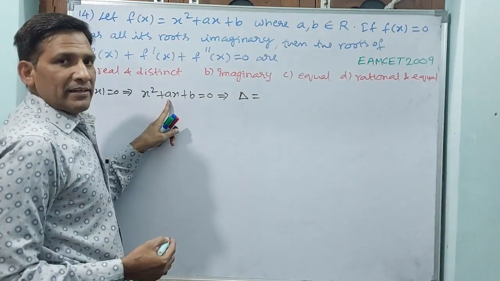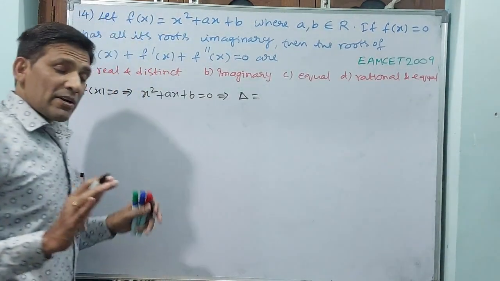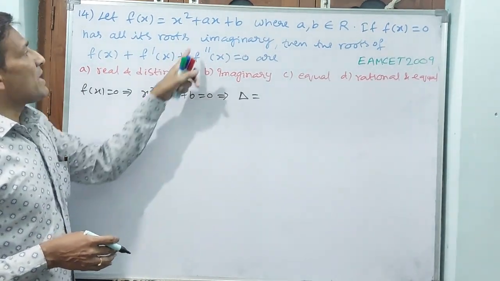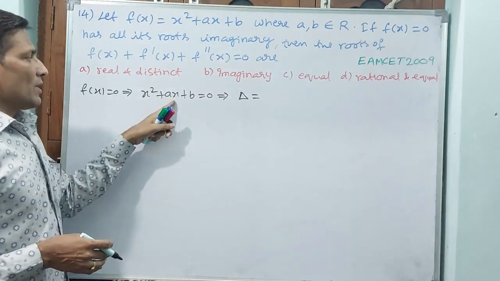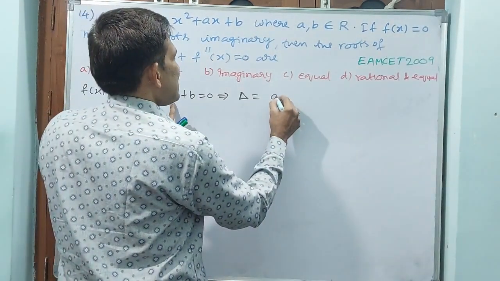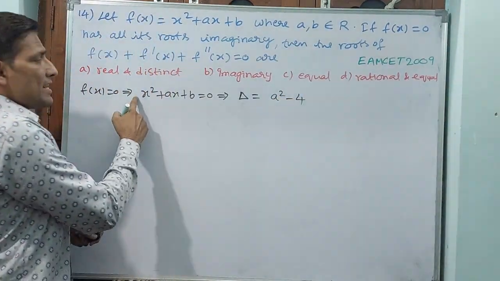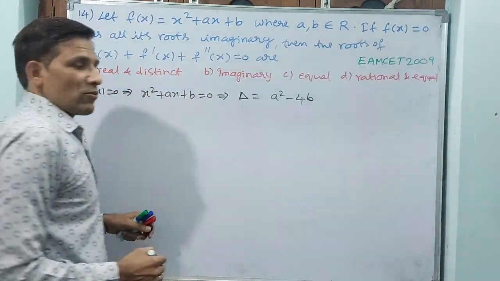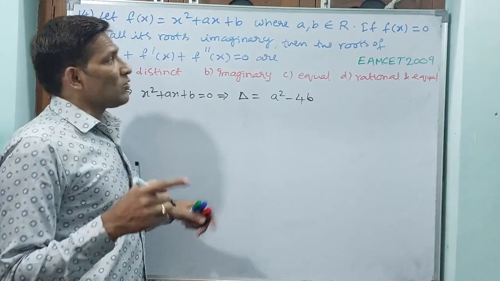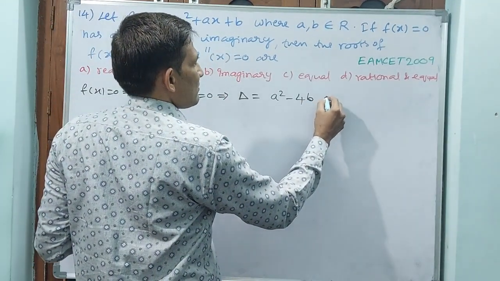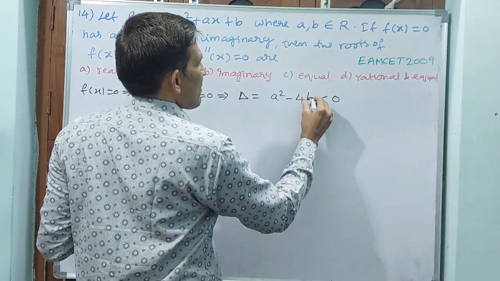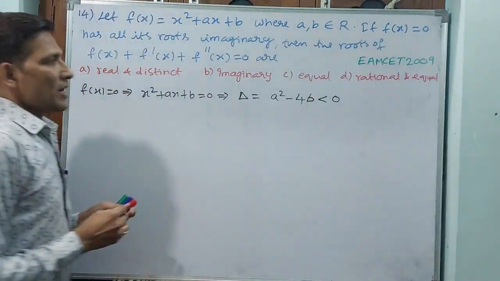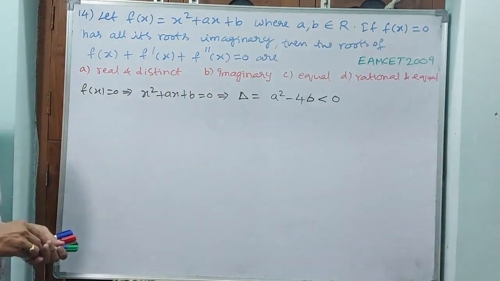We need not go through minus b plus or minus square root of b square for getting the roots. We are seeing only the discriminant, because imaginary is what they are telling. The discriminant is a square minus 4ac, where a is 1 here and c is b, so a square minus 4b. This should be less than 0, then only the roots are imaginary. That means a square minus 4b is less than 0. Now go for this one.